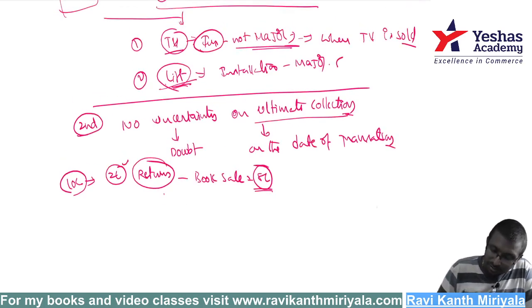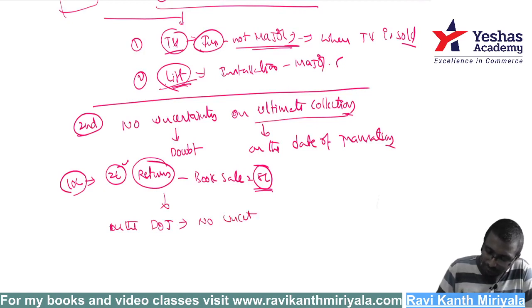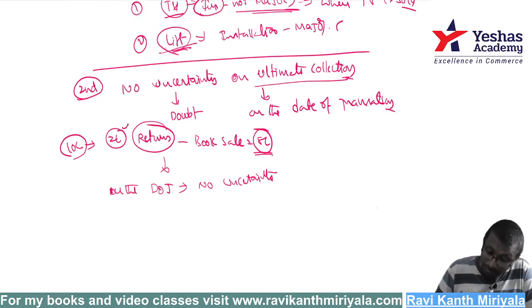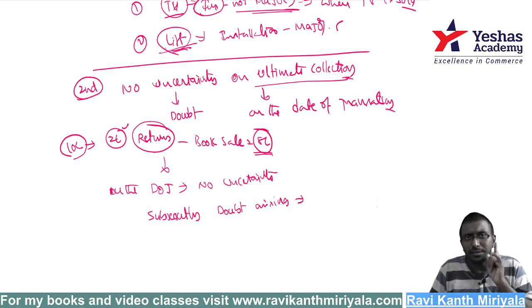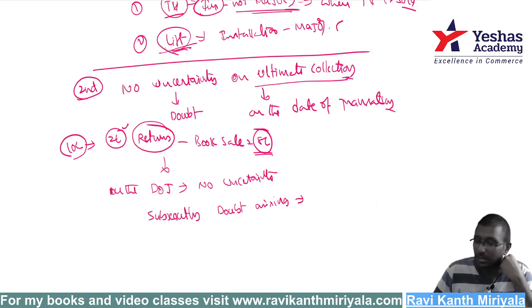Okay, next, suppose on the date of transaction there is no uncertainty, I don't have any doubt, but subsequently doubt is arising, sir. On the date of transaction, no doubt, but subsequently doubt has come whether this guy will pay. This guy has become insolvent, something like that. Then you have to make a provision for doubtful debts, I mean to say allowance for doubtful debts, as you know very well.